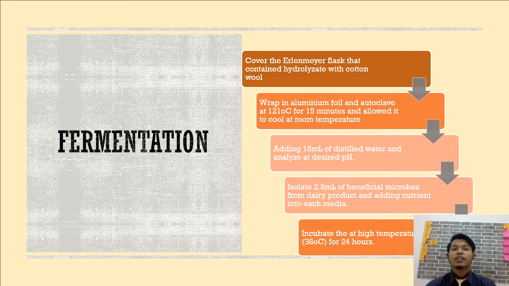Fermentation. Cover the aluminium flask that contains hydrolysate with cotton wool, then wrap it in aluminium foil and autoclave it at 121 degrees Celsius for 15 minutes and allow it to cool at room temperature. After that, add 50 ml of distilled water and adjust it to the desired pH. Add 2.5 ml of beneficial microbes isolated from dairy products and add nutrients for each medium. Incubate at 38 degrees Celsius for 24 hours.